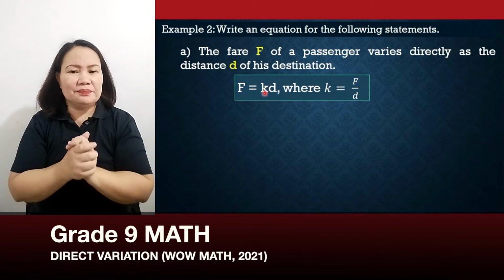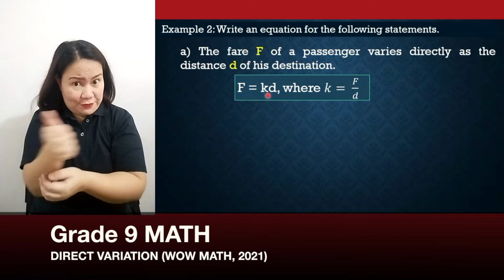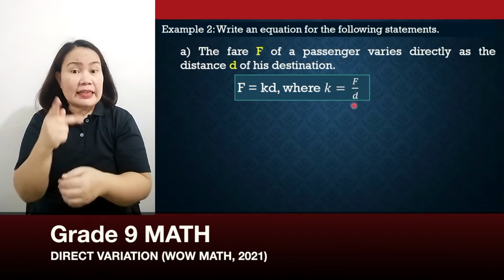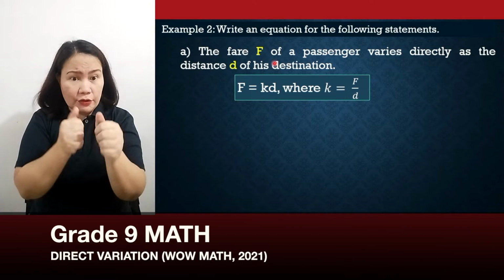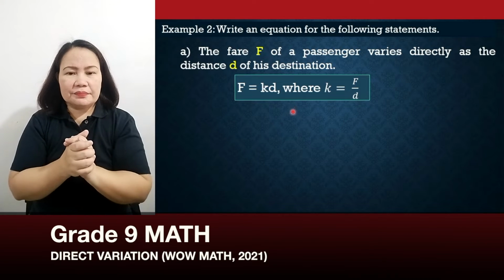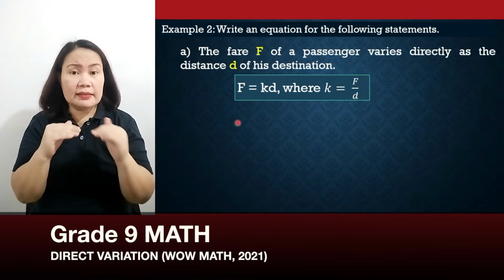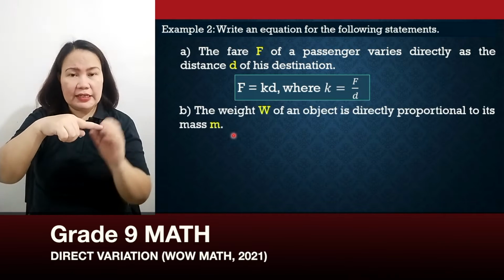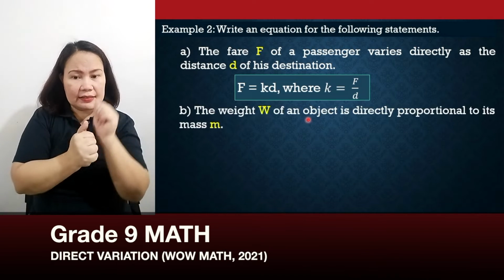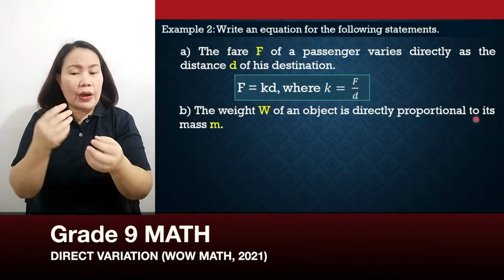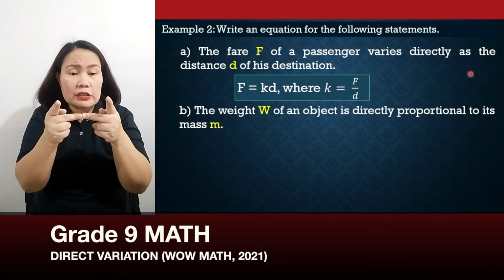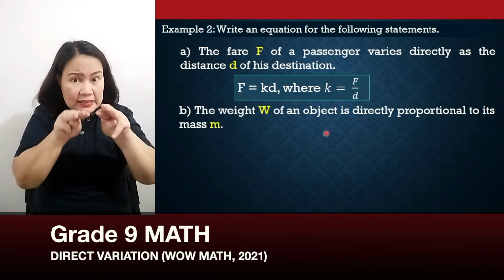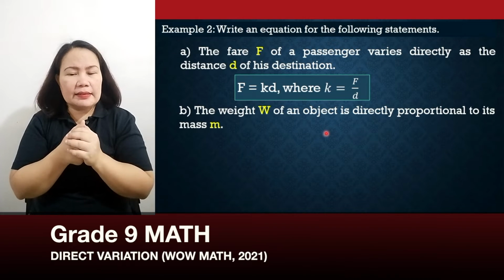So, laging may K kasi yung K that is our constant, where K is F over D. So, tatandaan natin, susundan lang natin kung ano yung nakalagay sa statement, para hindi tayo mahirapan i-translate into equation. Next, the weight W of an object is directly proportional to its mass M. So again, iba-iba yung ginagamit, varies directly, directly proportional. So parehas lang yan na for direct variation.